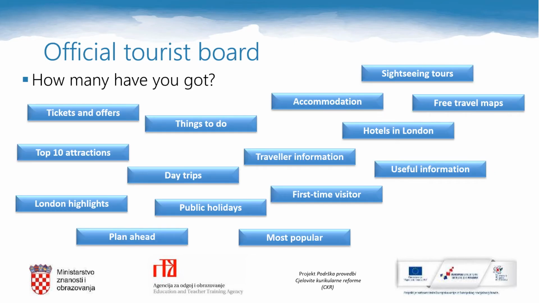How many have you got? You can put a tick next to each one that you have found and written down. There are tickets and offers, top 10 attractions, London highlights, plan ahead, things to do, day trips, public holidays, accommodation, travel information, first time visitor, most popular, sightseeing tours, free travel maps, hotels in London, and useful information. I hope you did just fine.